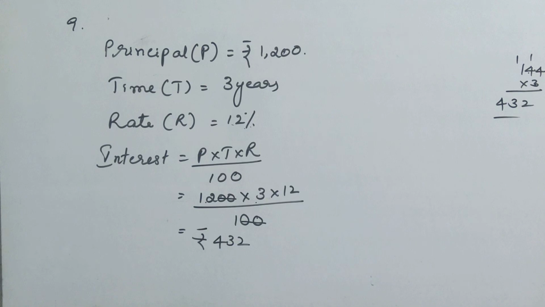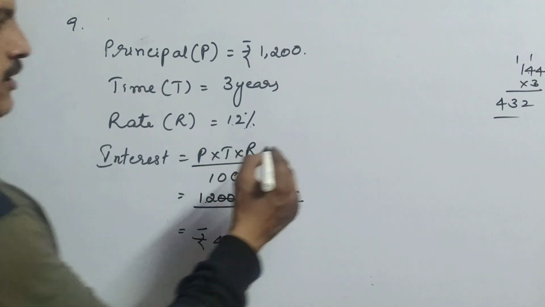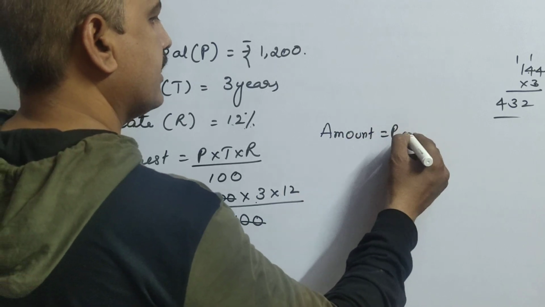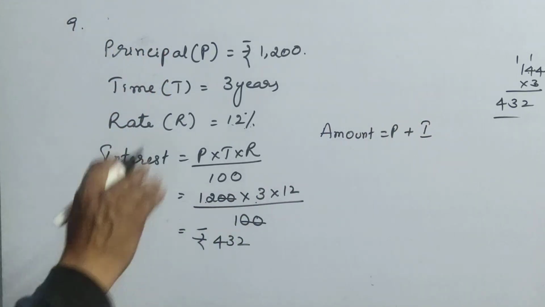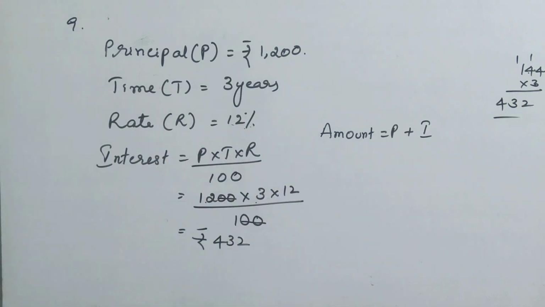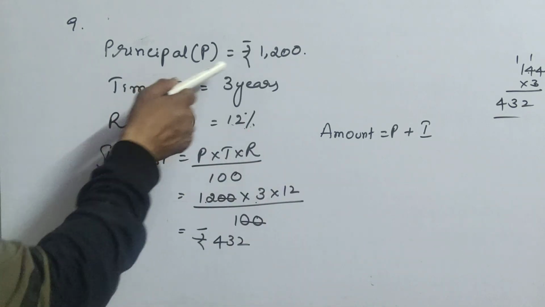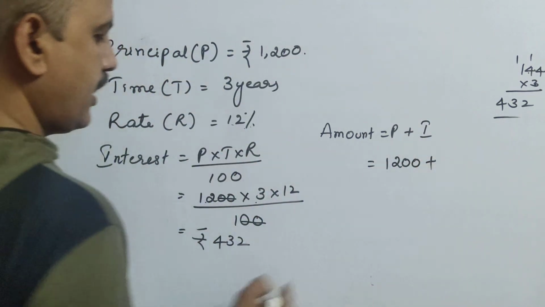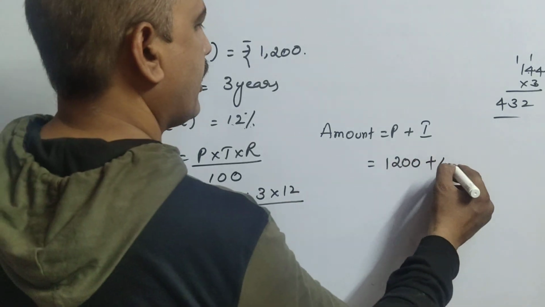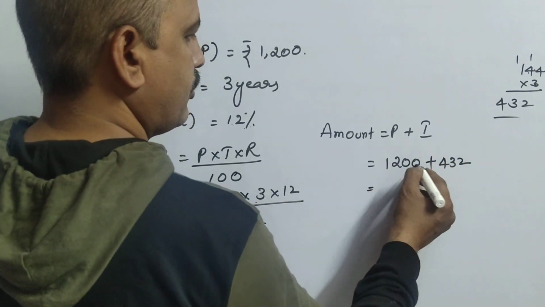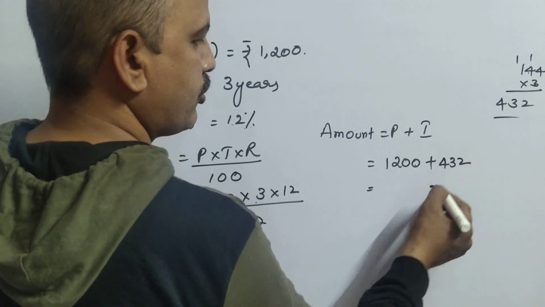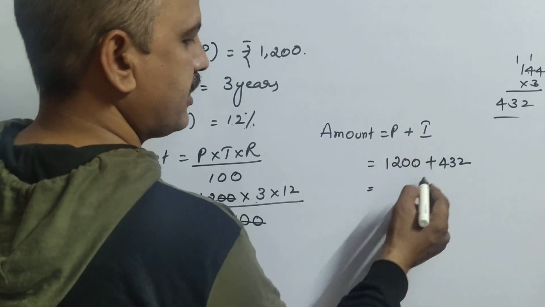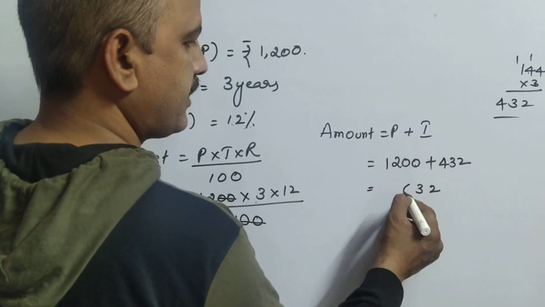But he has to pay the amount. Then amount equals P plus I, that means principal plus interest. That means he is giving his amount back. When he is giving his amount back, he will pay the principal, that is 1200, as well as interest, that is 432. So 0 plus 2 is 2, 0 plus 2 is 2, 0 plus 3 is 3, 4 plus 2 is 6, 1.